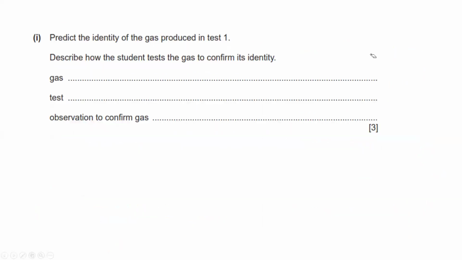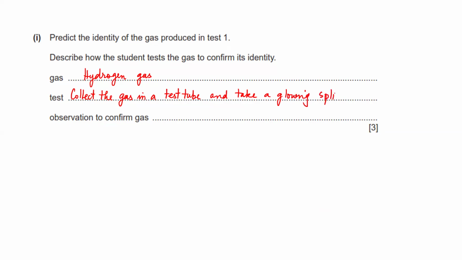So let's see. It says predict the identity of the gas. So metal plus an acid will give you hydrogen gas. So the gas is hydrogen gas. So test for hydrogen gas: we can say collect the gas in a test tube and take a glowing splint near it. What will happen? A popping sound is heard. Okay. So this is the test for hydrogen gas.